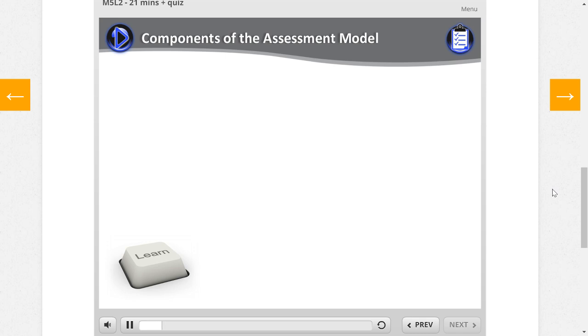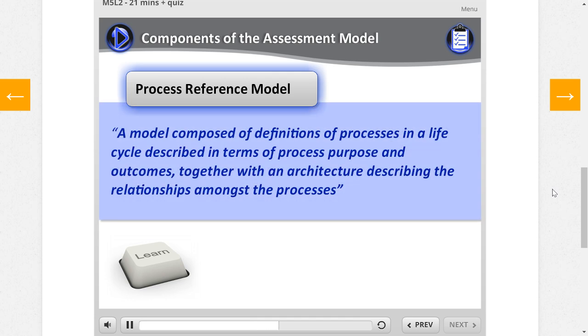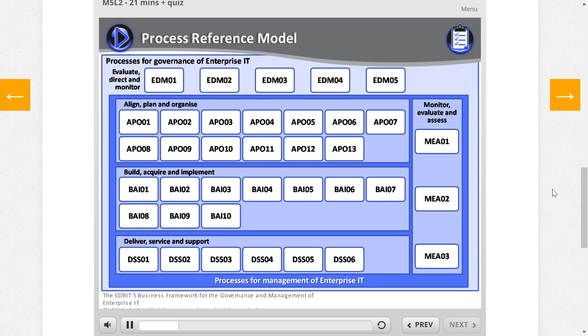Let's now look at the three components of the assessment model in detail. We'll start with the Process Reference Model. ISO IEC 15504 defines this as a model composed of definitions of processes in a life cycle described in terms of process purpose and outcomes, together with an architecture describing the relationships amongst the processes. You've seen the diagram on your screen before. It's the COBIT 5 Process Reference Model. This shows the 37 governance and management processes described by COBIT and how they are grouped in domains.